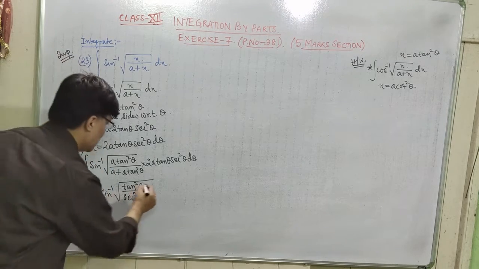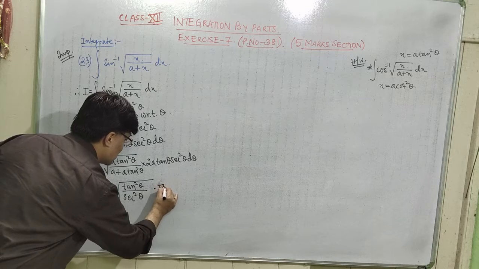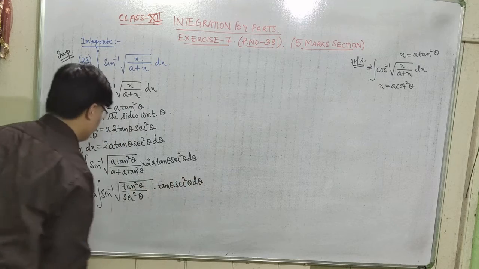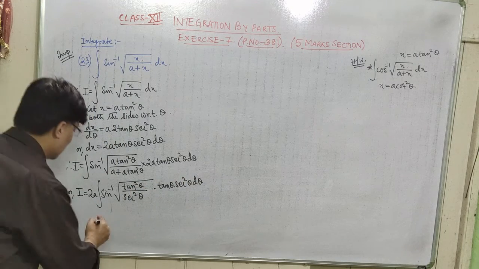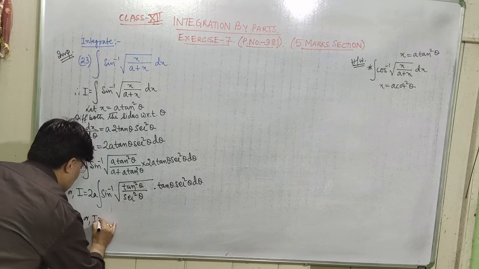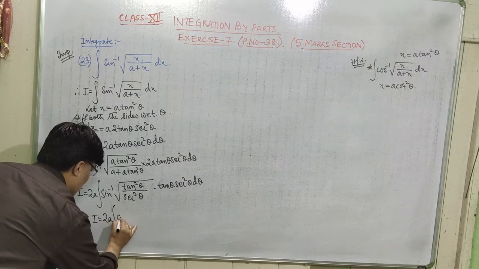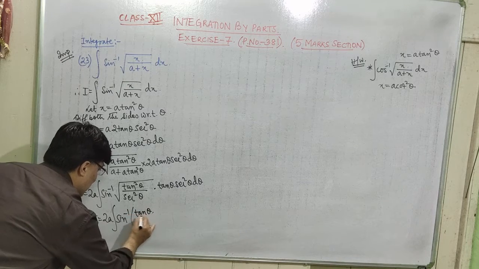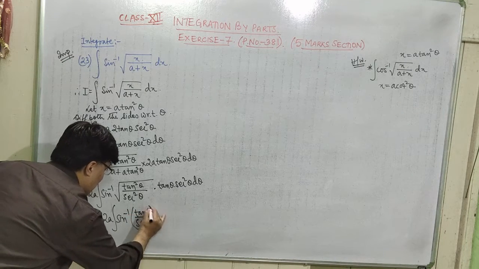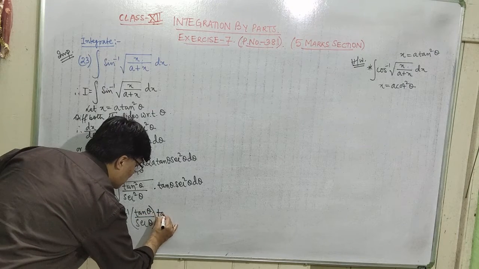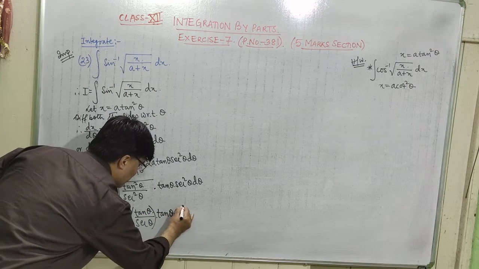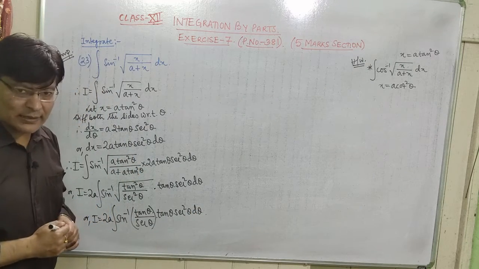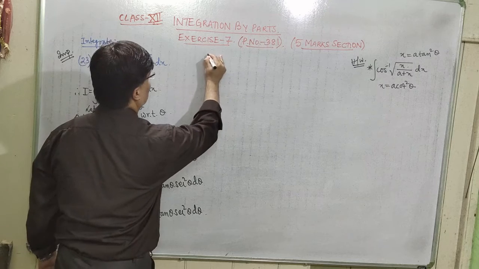They are cancelled. Then into what do we write? Outside the square root we write tan theta sec square theta d theta. Is that clear now? So let us simplify it again. Or I is equal to 2a integration of sine inverse, what is the square root? This is tan theta divided by sec theta into, now this is tan theta sec square theta d theta. Is that clear?